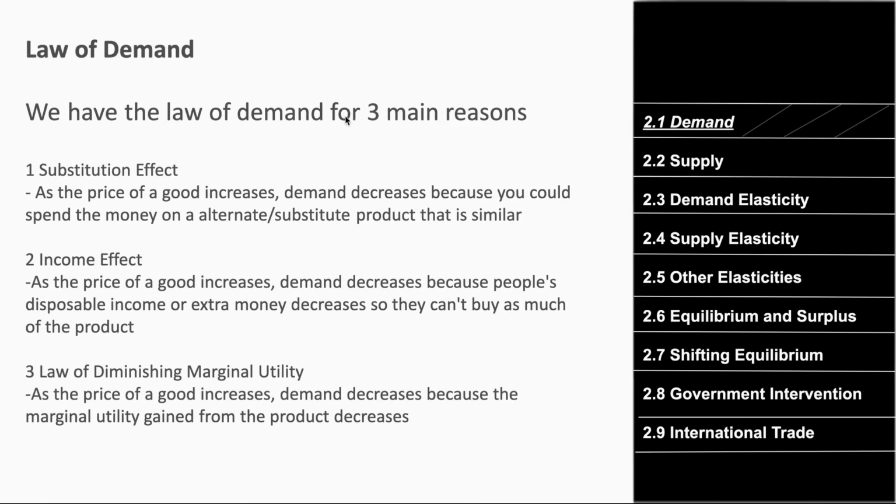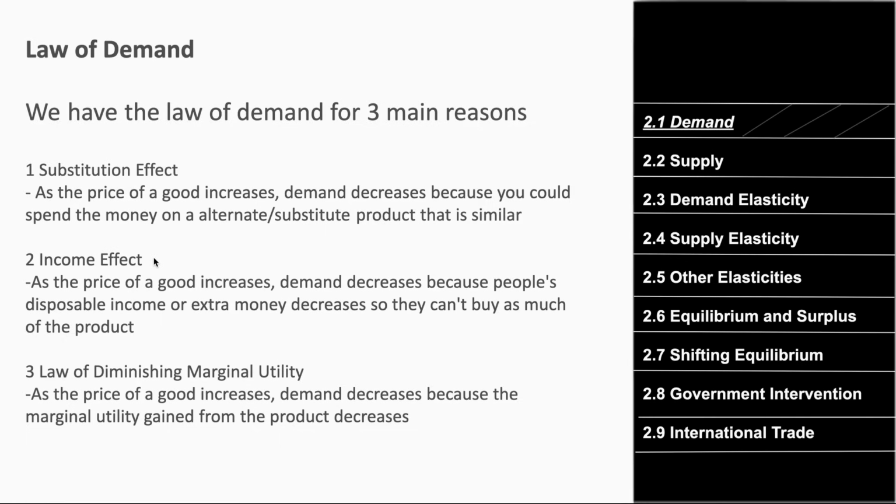The law of demand has three main reasons you should know: the substitution effect, income effect, and the law of diminishing marginal utility. Substitution effect is the idea that as the price of one good, let's say the water bottle, increases, demand decreases because you could spend that $30 on a different water bottle company. There's just different things you can substitute that water bottle with. You could technically use a bucket. There's just other alternatives that are cheaper, so that's why there's less demand.